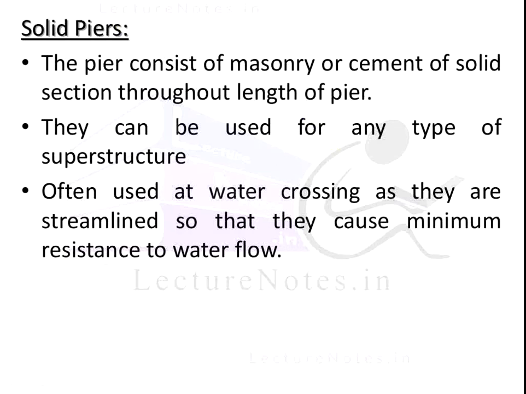The next one is solid piers. The pier consists of masonry or cement of solid section throughout the length of the pier. We construct the pier or column using various materials, either masonry or cement, with a solid section along the length of the pier, and they can be used for any type of superstructure of the bridge.